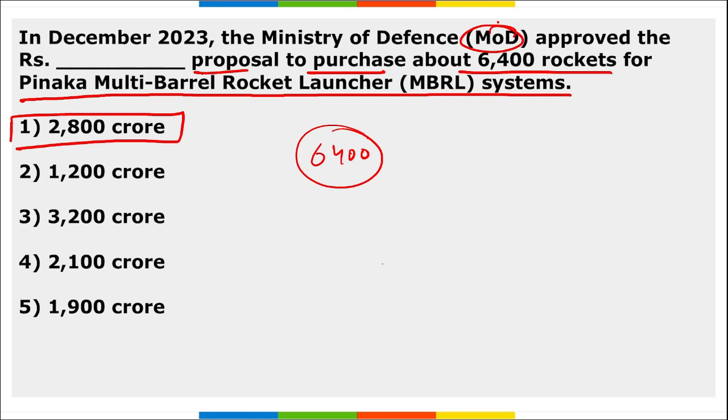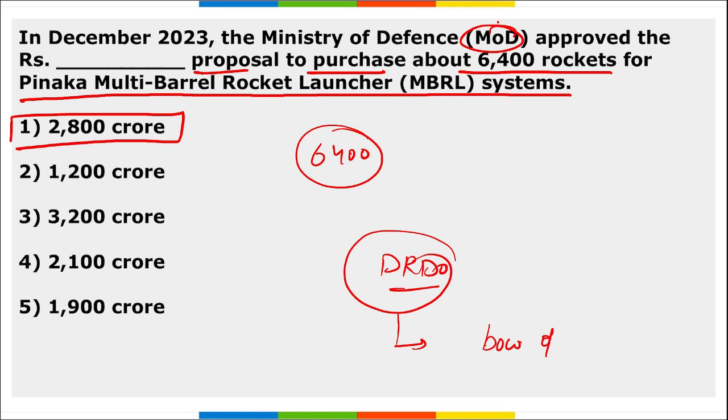Also remember, this Indian made Pinaka weapon system was developed by DRDO, right? And it was named after the Hindu deity Shiva, right? It was named after the bow of the Hindu deity Shiva, correct? Pinaka weapon system developed by DRDO, and two types of these rockets, type 2 and type 3, will be procured. Almost 6,400 rockets for these rocket launchers will be procured for 2,800 crore rupees.